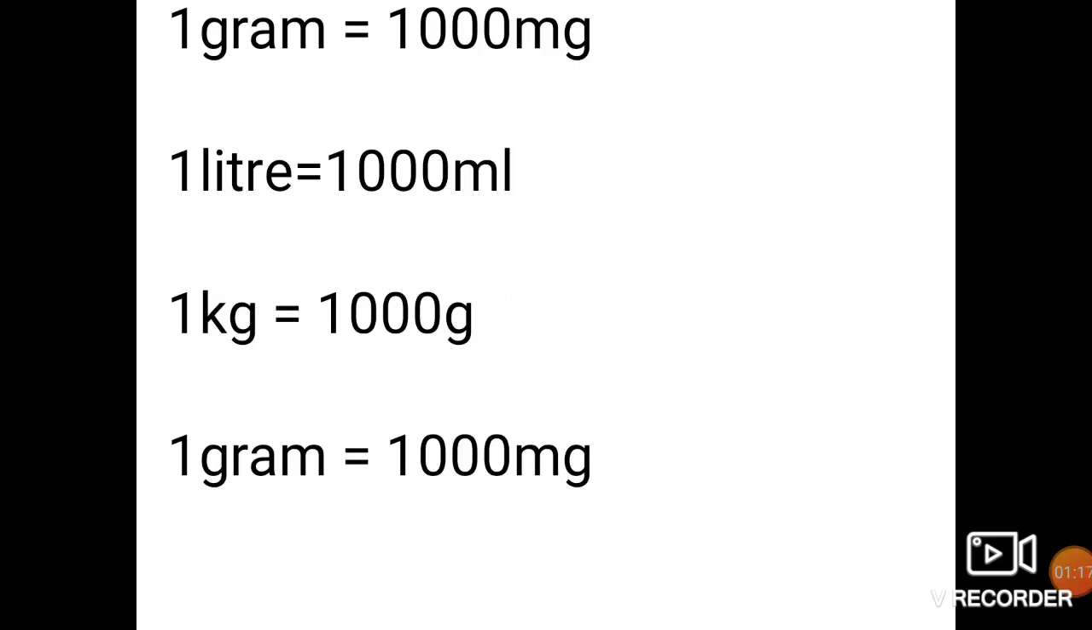Next, kilo is the greatest and milli is the smallest. So, 1 kilogram consists of 1000 grams. So, 1 gram is equal to 1000 milligrams.